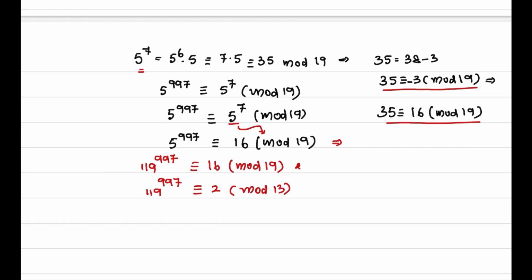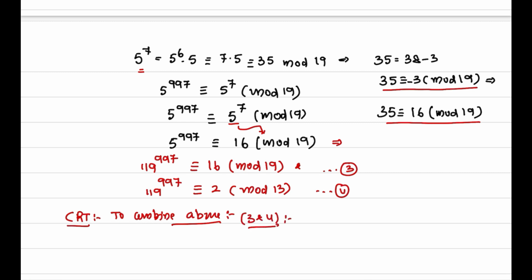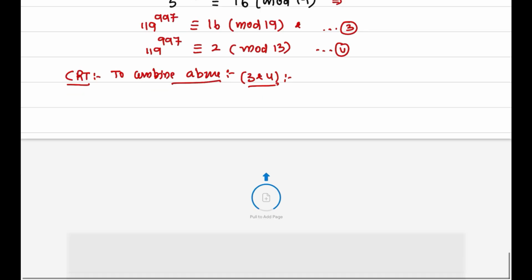We will combine these two for finding the answer. Now we will use the CRT, Chinese remainder theorem, to combine both. This is equation 3, and we will call this equation 4. We will combine these two. How to combine them?